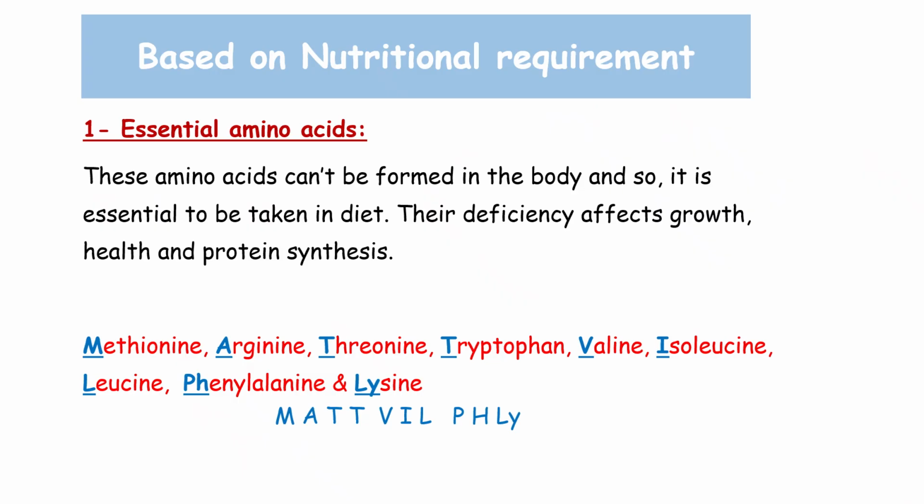And this is a very important 5-mark question, or sub-questions they may ask in 2 marks also. What is an essential amino acid? Name some essential amino acids. They are called essential amino acids because they are not formed inside the body, and so it is essential that they be taken in the diet. Example, as told in class: methionine, arginine, threonine, tryptophan, valine, isoleucine, leucine, phenylalanine and lysine.